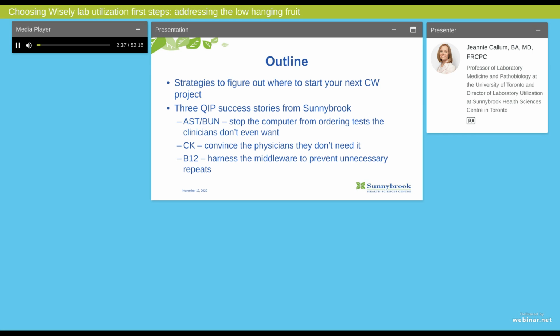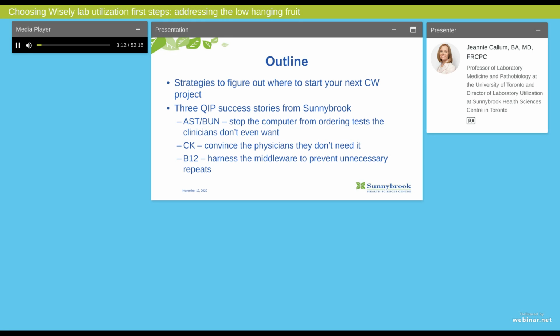The flow of this talk is going to go through first talking about strategies to figure out where you start your first Choosing Wisely project. And then I'm going to talk about 3 quality improvement projects that we did at Sunnybrook. We've done many, but these 3 really highlight different strategies that you need to use depending on what the problem is. So I'm going to talk about how we reduced our AST and urea testing. And essentially, that project related to stopping the computer from ordering tests that the doctors weren't even ordering or wanted.